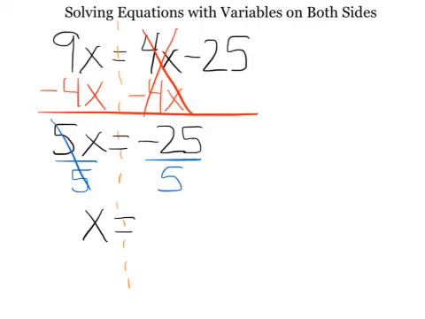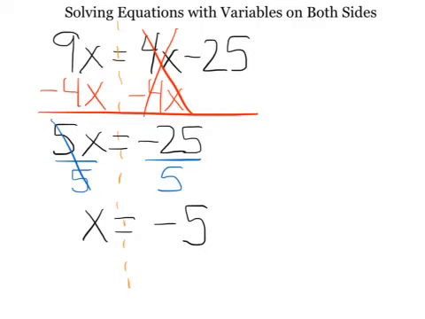Our equal sign is still in the middle. And over here on the right side, negative 25 divided by 5 is equal to negative 5, because a negative divided by a positive is a negative. So there we go. That's our answer. What we can do with this now is we can check our answer.